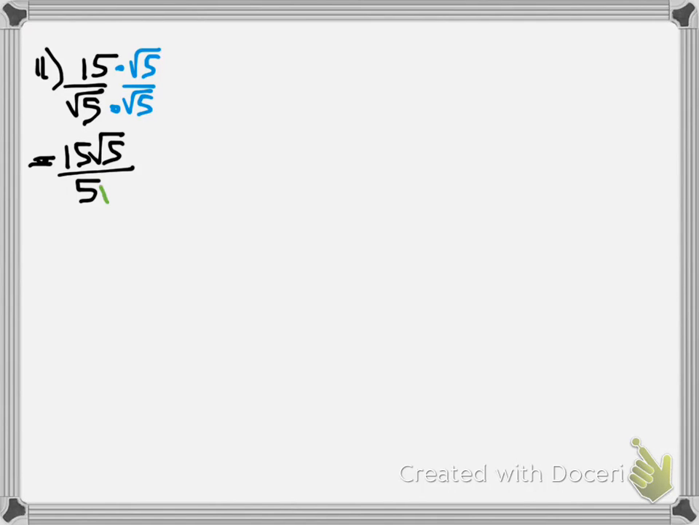If you notice, we have 2 coefficients. They happen to have a factor in common, so we simplify. What's 15 divided by 5? 3. So my answer is 3 radical 5. Okay? All right, here comes the doozy of the day.